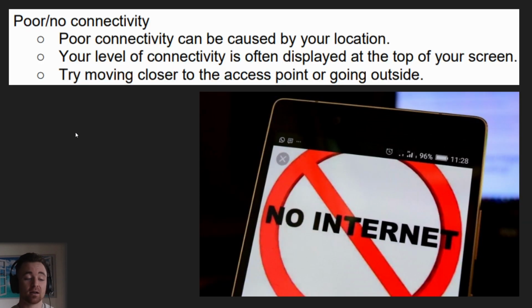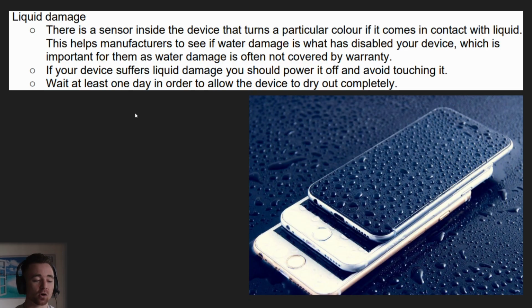If you're not having any connectivity or you're having really poor connectivity, it can be caused by your location. You might just need to move somewhere with better service. Your level of connectivity is often displayed at the top of your screen. You can see it right here, right? The amount of bars you have. We're all very familiar with that, I suppose. And you should try moving closer to the access point if we're looking at Wi-Fi specifically, in order to get better connectivity, or going outside if we're looking at cellular activity, right? Cellular service. So just understand those basic concepts.